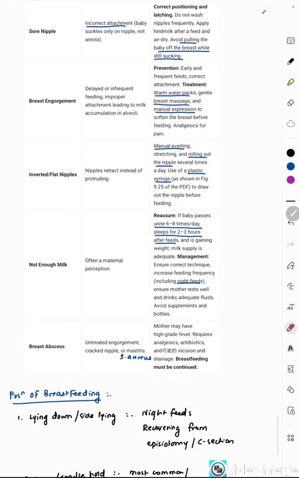Another thing is inverted nipples or flat nipples. In that case, manual everting of the nipples, rolling out of nipples is required. Use of a plastic syringe can be done.